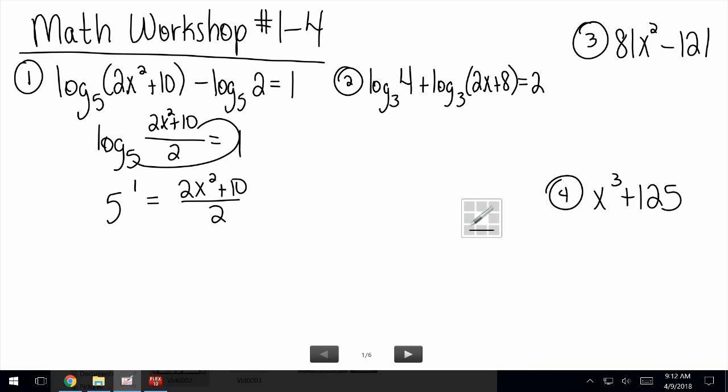Alright, what would I do to get x back though? Multiply by 2. Very good. Those cancel. Alright, what is 5 to the first power? 5, and then times 2 would be 10. There you go.